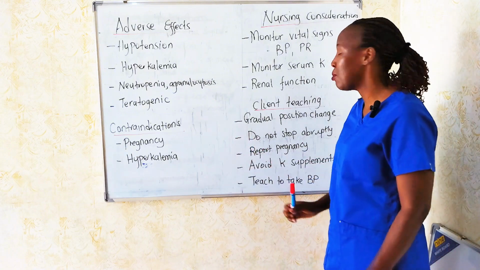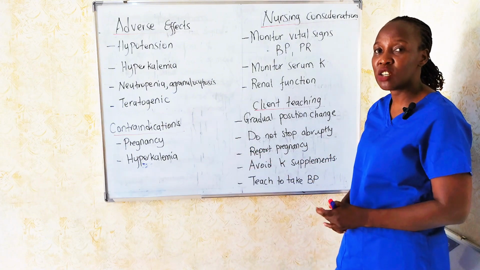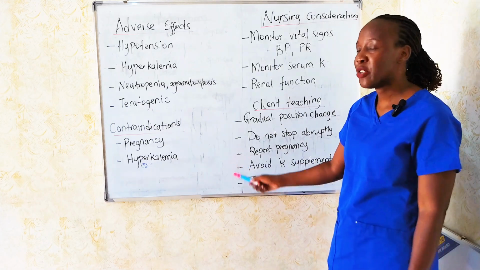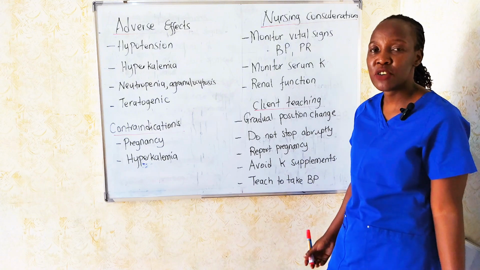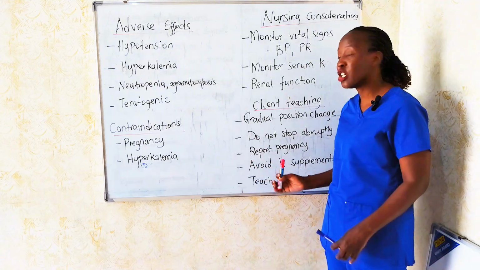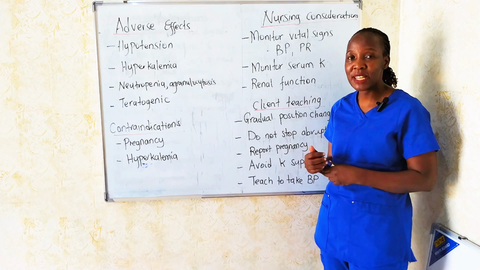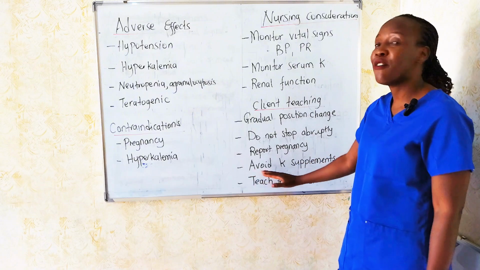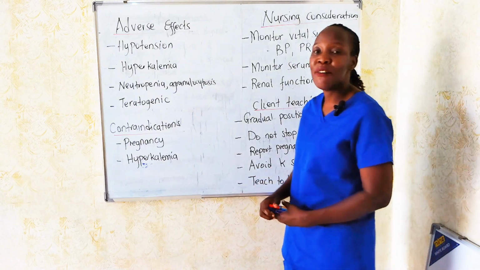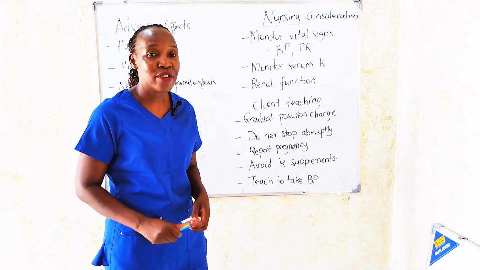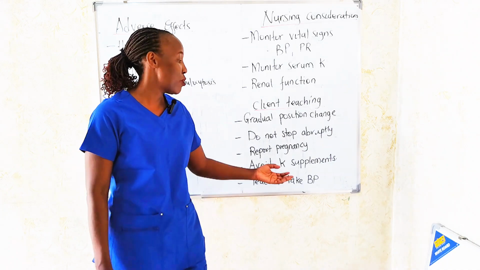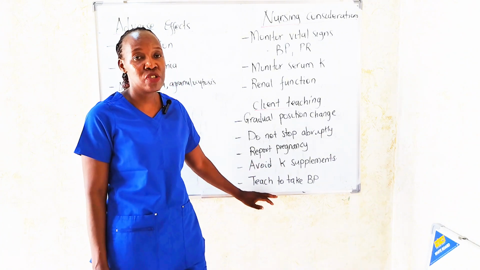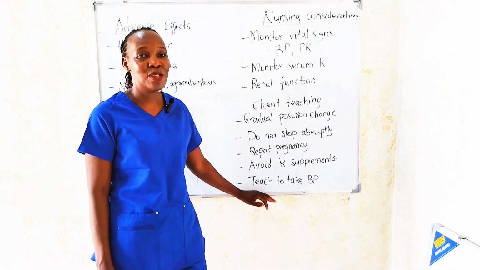Also, we teach them not to abruptly stop taking the medication, otherwise they may end up with a rebound hypertension. These drugs are not given in pregnancy because of the teratogenic effect. So we are going to teach the female patients to report pregnancy because then the drug would need to be held. Also avoid potassium supplements, avoid potassium sparing diuretics, okay, because they are as well going to increase the levels of potassium. Then teach the patient to take their blood pressure.